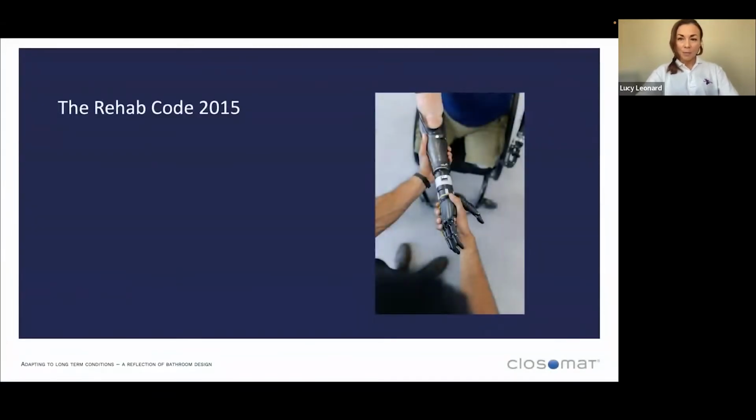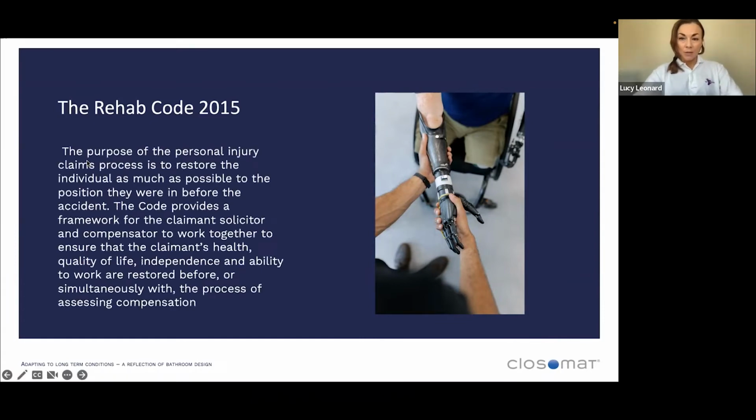And for those of you maybe working in independent practice or alongside case managers, I'm just going to quickly cover the rehab code in terms of funding. So the rehab code says the purpose of the personal injury claims process is to restore an individual, as much as possible, to the position that they were in before the accident. The code provides a framework for the claimant solicitor and compensator to work together to ensure that the claimant's health, quality of life, independence, and ability to work are restored before or simultaneously with the process of assessing compensation.